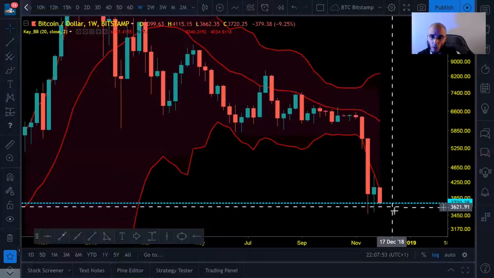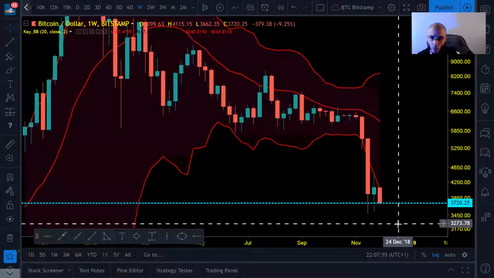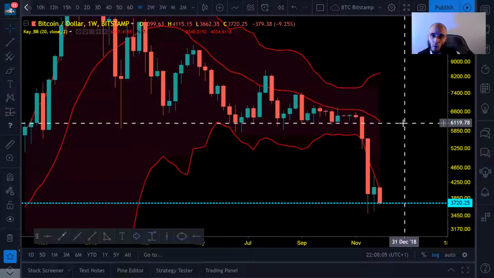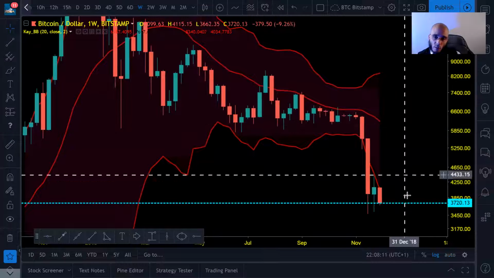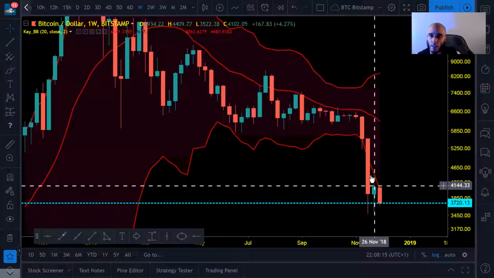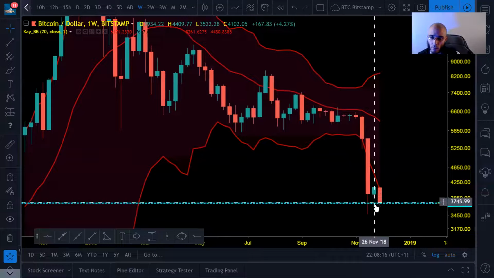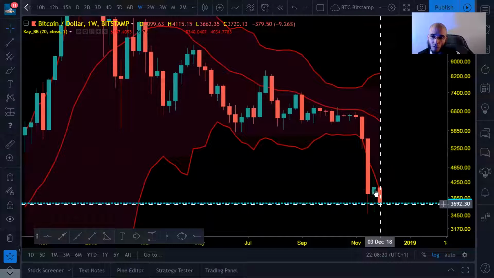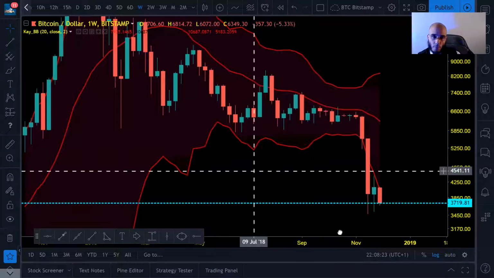So I think we have to go a little lower until 3K, around 3K, around here. 3K or 3,100. And then maybe we could go up till the middle Bollinger Band. But for now, you're still below it. And even if that candle is a buying candle, there are no signs of the price picking up for now.